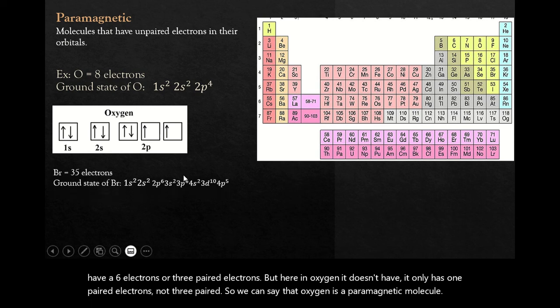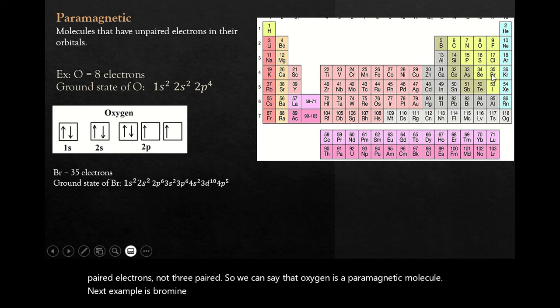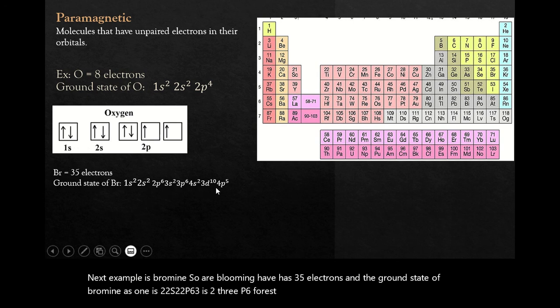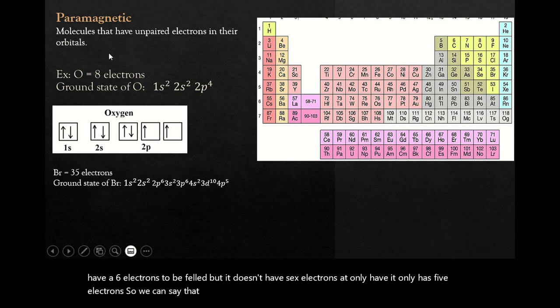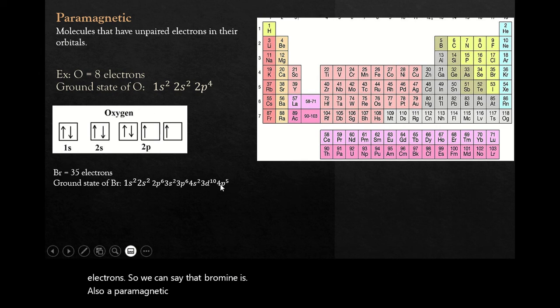Next example is bromine. So our bromine has 35 electrons, and the ground state of bromine is 1s2, 2s2, 2p6, 3s2, 3p6, 4s2, 3d10, and 4p5. So in our p orbital, we need to have 6 electrons to be filled, but it doesn't have 6 electrons. It only has 5 electrons. So we can say that bromine is also a paramagnetic molecule because p doesn't have 3 pairs of electrons.